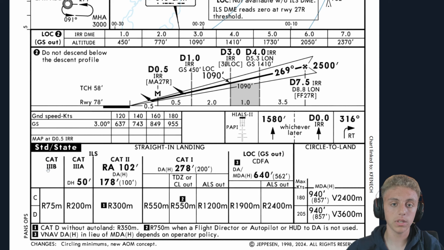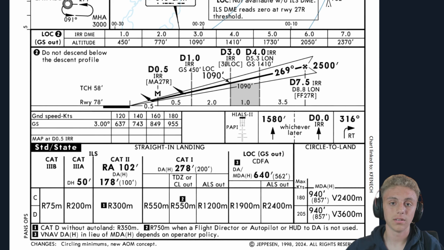And category 3B does not have a decision altitude or decision height. You can land whenever you want, and you may abort whenever you feel necessary. And your RVR has to be a minimum of 75 feet. That is it for the ILS DME approach chart.